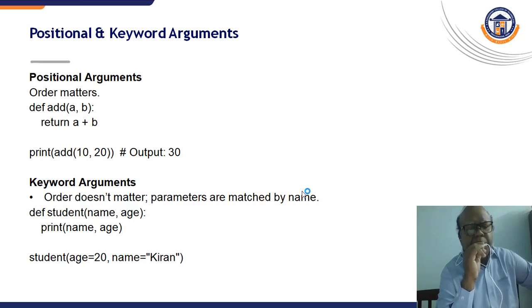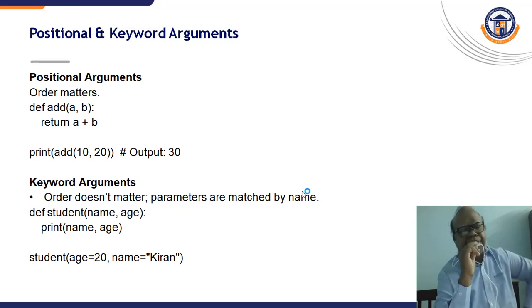In the main program you are using a print statement. You are calling the function by its name, add, and for that you are passing the values 10 and 20. So 10 will be substituted for a and 20 will be substituted for b, and automatically it will add both and print.